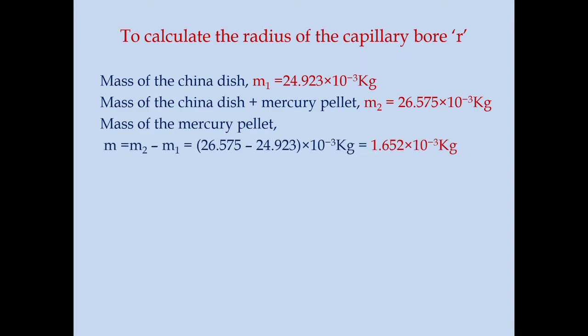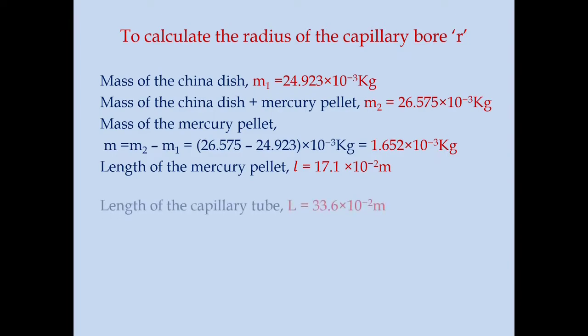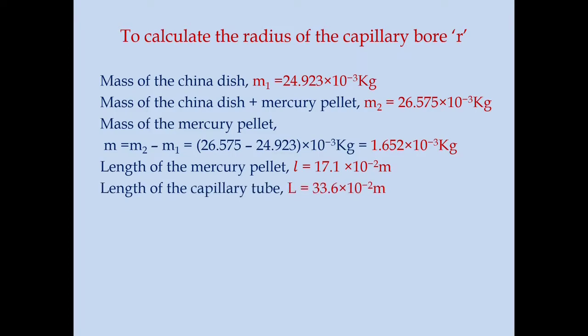The difference of these two readings will give us the mass of the mercury pellet taken in the capillary bore. So M is equal to M2 minus M1, so 26.575 minus 24.923 into 10 power minus 3 kilograms. So the mass of the mercury pellet is 1.652 into 10 power minus 3 kilogram. The length of the mercury pellet in the capillary tube, small l, is 17.1 centimeters or 17.1 into 10 power minus 2 meters. And the total length of the capillary tube used, capital L, is 33.6 into 10 power minus 2 meters, that is 33.6 centimeters.